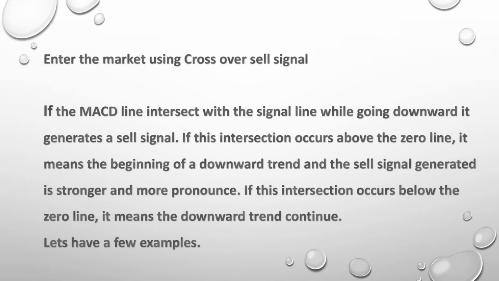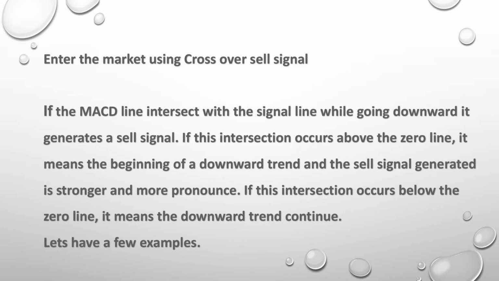Enter the market using the crossover sell signal. If the MACD line intersects with the signal line while going downward, it generates a sell signal. If this intersection occurs above the zero line, it means the beginning of a downward trend, and the sell signal generated is stronger and more pronounced. If this intersection occurs below the zero line, it means the downward trend continues.